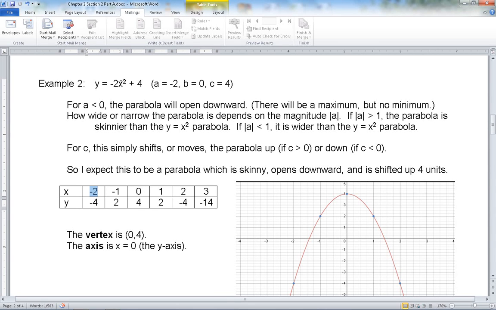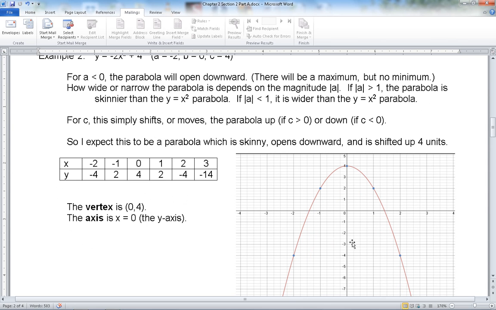If I plug negative 1 in, I get negative 2 times the quantity negative 1 squared, so negative 2 times 1, or negative 2 plus 4, gives me 2. At 0, I get 0 plus 4, which is 4. At 1, I get negative 2 times 1 squared, which is just negative 2, plus 4 is 2, and so on. So if you plug all of these values in, you would get these points out. And those you can see plotted on our line here. Or not really line, but smooth curve, I should say.